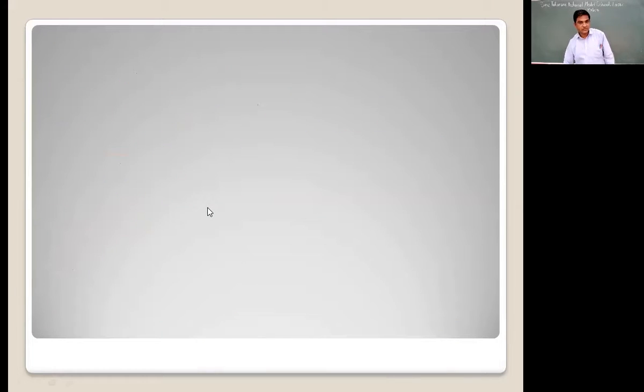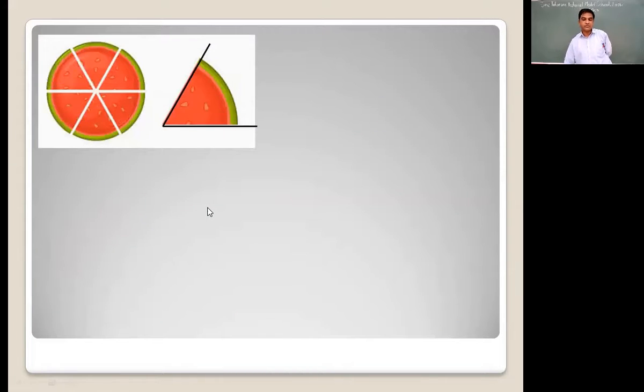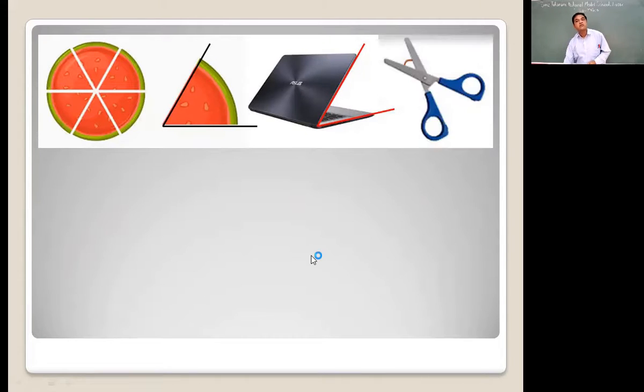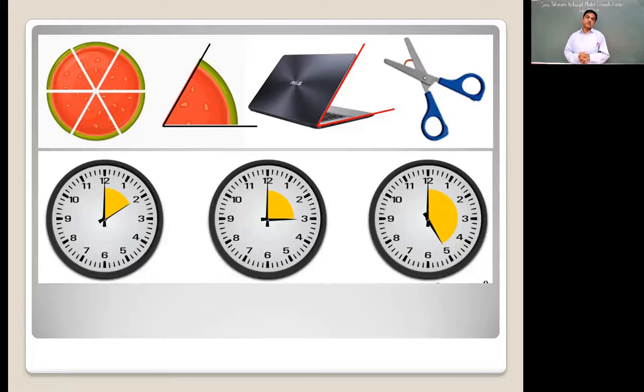Then we'll see some figures. When we cut a piece of a watermelon, the figure which is formed by the edges of the piece of watermelon. Then the figure formed by the edges of the screen of a laptop and the keypad of a laptop. Then the figure which is formed by the jaws of a scissor. Then the figures which are formed by the hands of a clock.